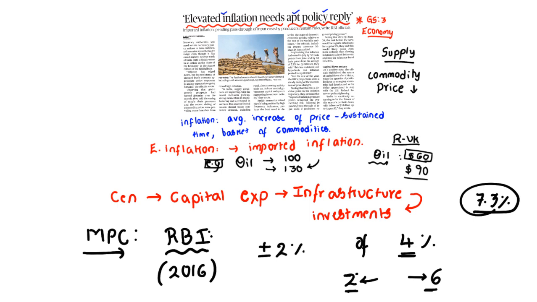So as of now, RBI is asking the central government to come up with proper policy measures. If proper policy measures come, then this 7.3% would definitely be limited to this range. Clear? So 2 to 6% is the range of inflation that RBI and the government accepted for India. These are the measures RBI expects from the central government. These articles are very important as they carry huge importance regarding various terms, like imported inflation, elevated inflation, and the RBI Monetary Policy Committee. All these things are very important.